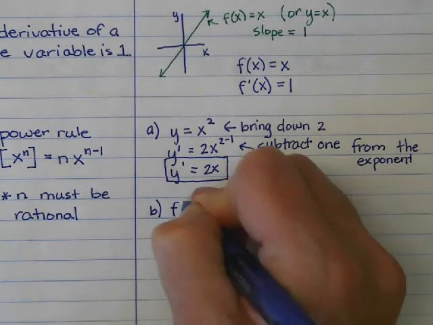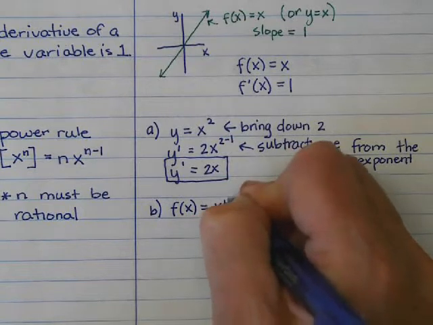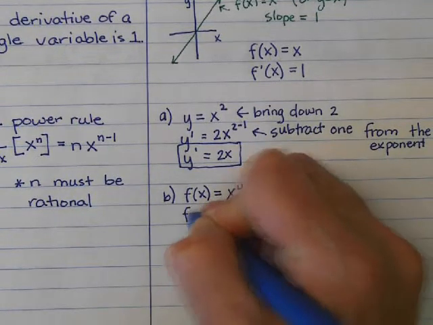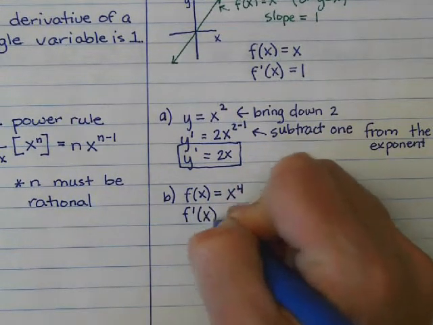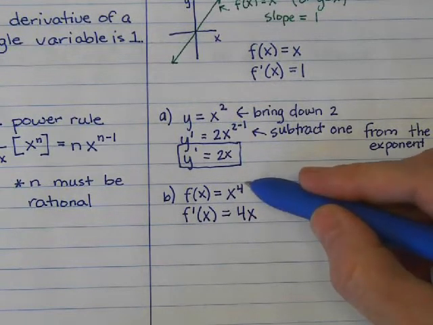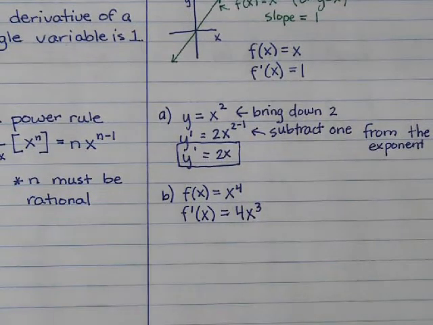Okay, so let's say we have f of x equals x to the 4th. Okay, I'm going to use my power rule. I'm going to bring down the 4. So this time I'm going to write f prime of x. And then I subtract 1 from the 4. And that's a 3.